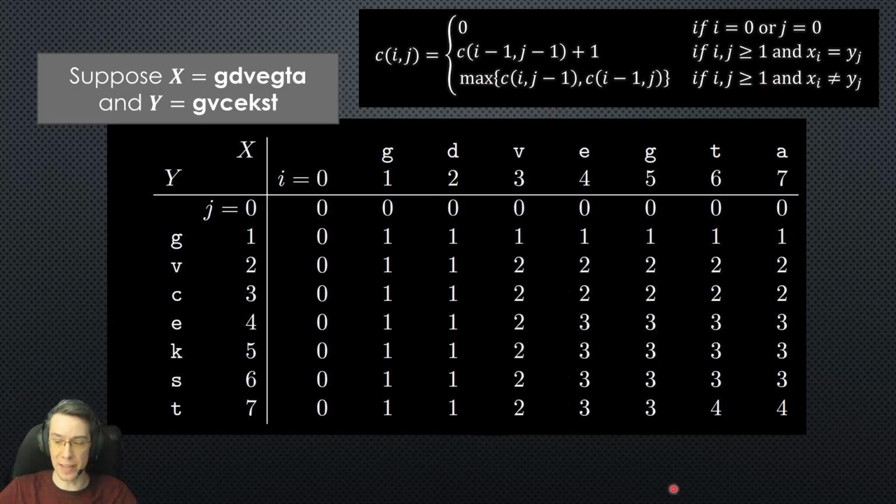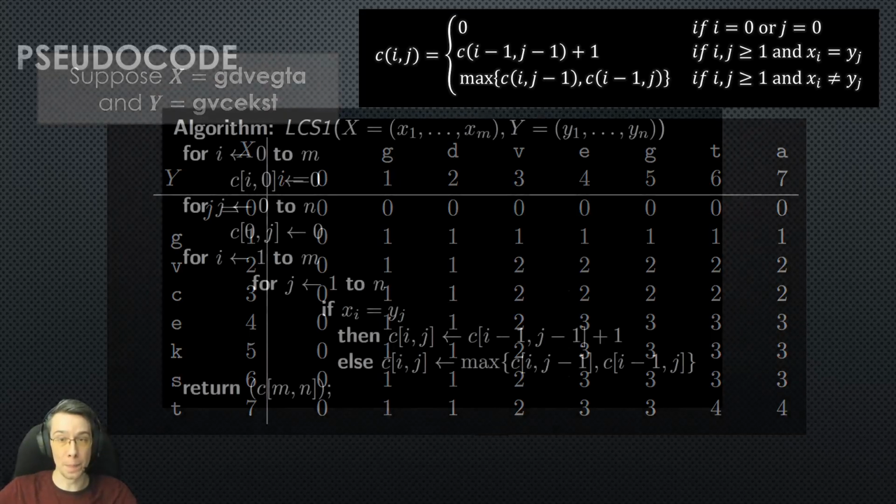Okay, so there's the rest of the values, and you can see once we get to the end of the x string and the end of the y string, in the bottom left we have the LCS length, the longest common subsequence length of 4 of both of these. So what's the longest common subsequence of GDVEGTA and GVCEKST? Well, C, K, and S don't appear, so we're going to get GVET, GVET. Yep, they occur in both those orders. So GVET is the answer, and its length is 4.